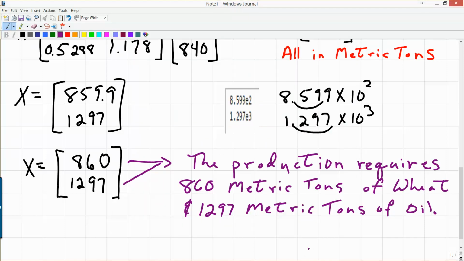So the final matrix shown here at the bottom is x equals 860 in row 1 column 1 and 1,297 in row 2 column 1. If we were writing this out, we would want to answer this question in sentence form, and we could simply state that production requires 860 metric tons of wheat and 1,297 metric tons of oil.